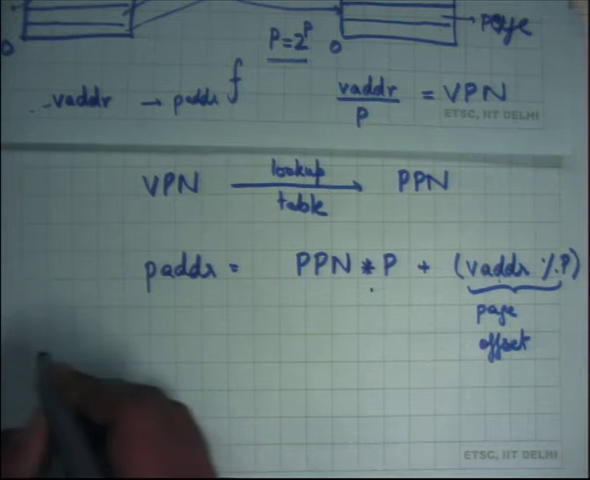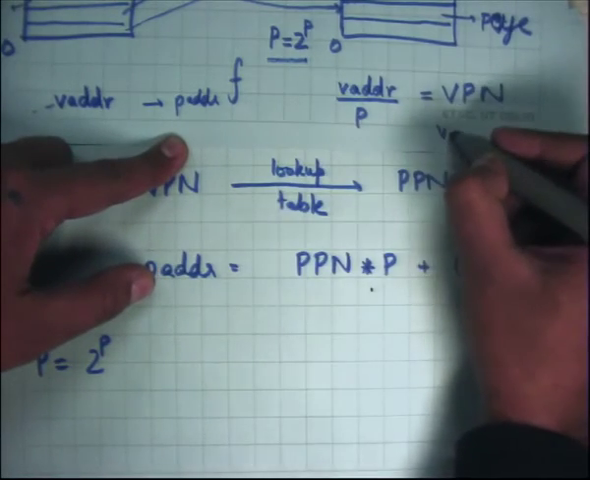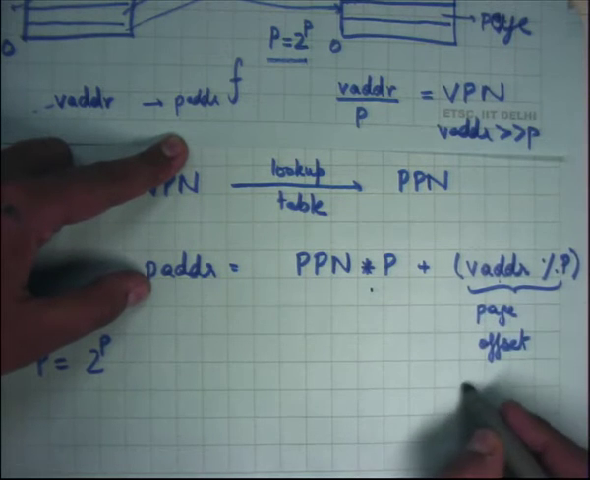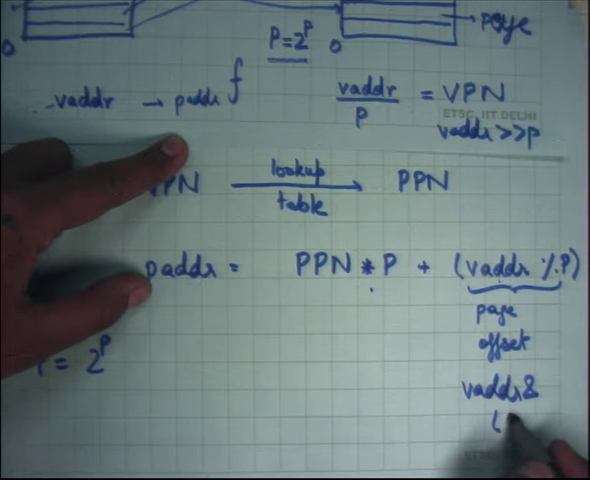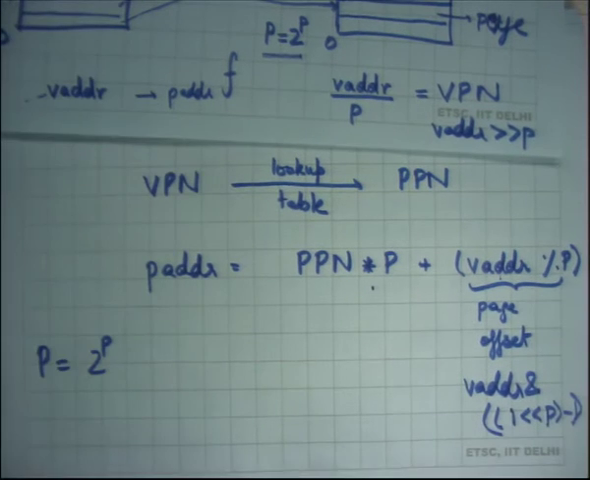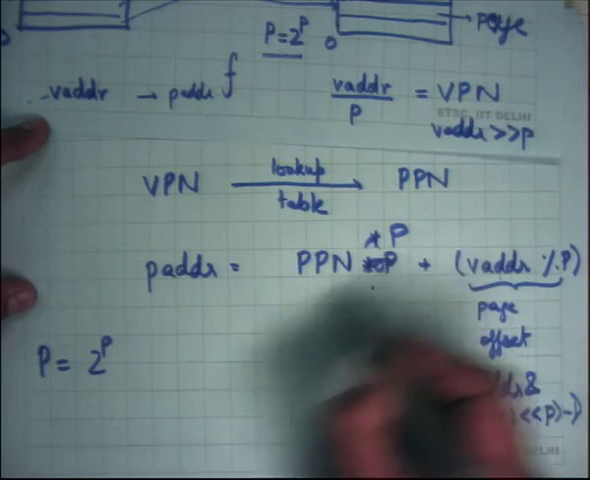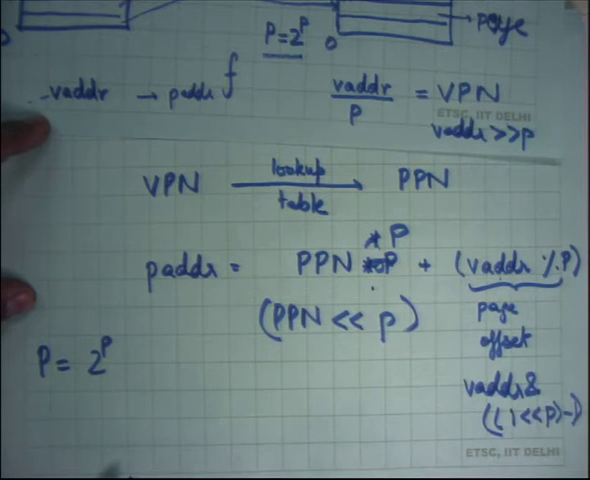Okay. If P is a power of 2, then these operations are very simple. V adder divided by P is nothing but V adder shifted right by small p bits. And V adder percentage P is just V adder AND P minus 1, right? This gives you a mask which has the last small p bits set to 1 and everything else set to 0. And PPN into P is nothing but PPN shifted left by small p bits. Okay.